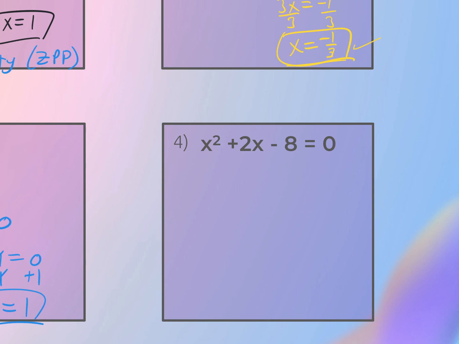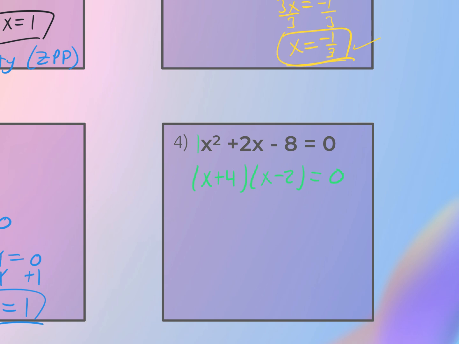First, are all the terms on one side of the equation? Yes, they are. So now we want to factor this equation, x squared plus 2x minus 8. This is one of our cases where our first term is 1, so we're looking for numbers that multiply to negative 8 and add to positive 2. Factors of negative 8 that add to positive 2 should be positive 4 and negative 2. 4 times negative 2 gets you negative 8, and when you add them together, you get positive 2.